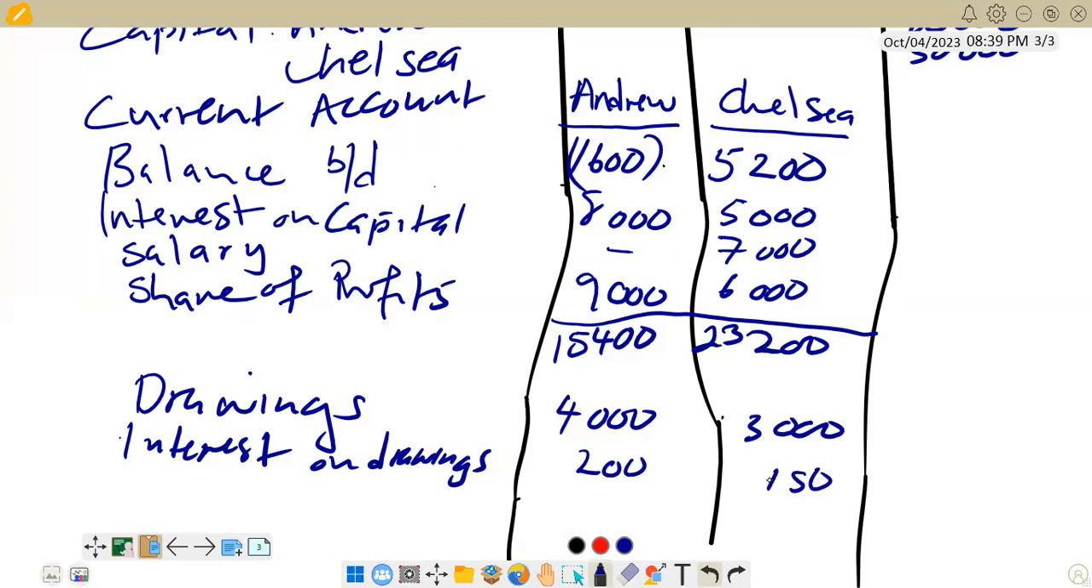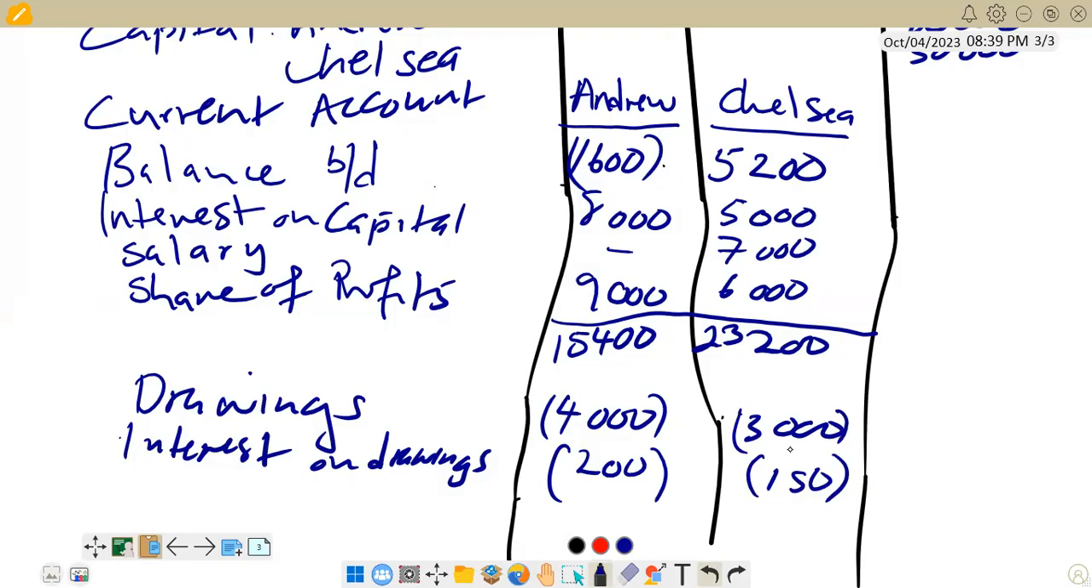And remember, these items, drawings and interest on drawings, are going on the debit side, and whatever is on the debit side should be negative, like what we did there for the opening balance of Andrew, which is on the debit and it's a negative. So the same thing here, these things are on the debit. We are supposed to subtract them and show them in brackets to show that we are subtracting them. So that's the issue there.